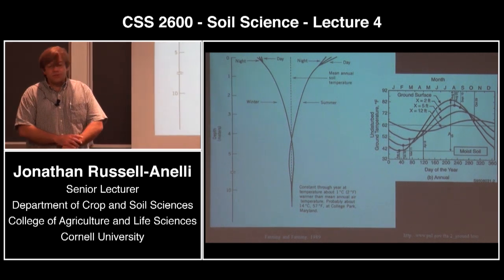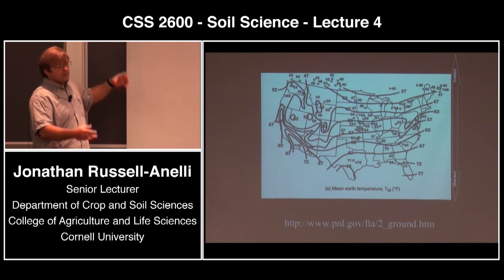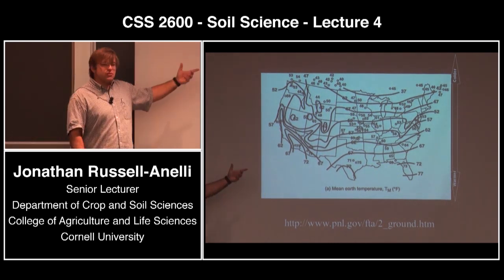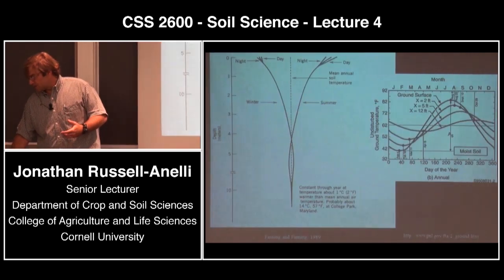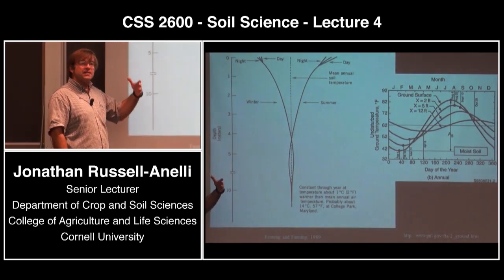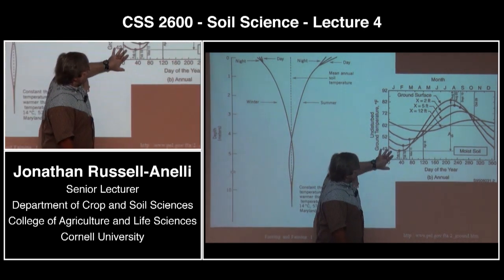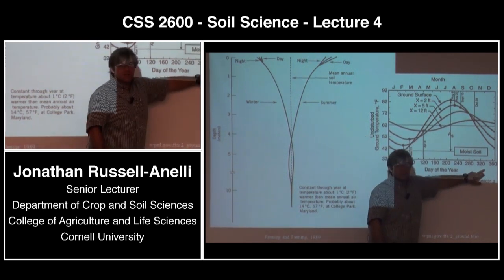Now, just because we talk about these isopleths, and these averages, the mean Earth temperature, that's the mean over the entire year. These temperatures change on a seasonal basis, but they also change on a diurnal basis. And they change also based on depth. Here is a graph of ground temperature versus the time of year.